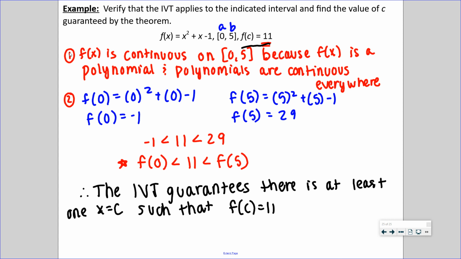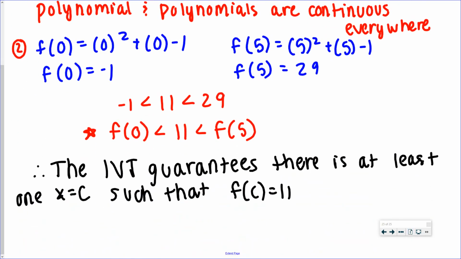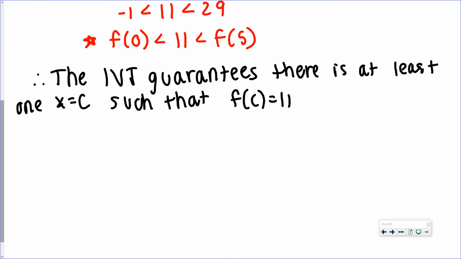Okay. Now this one did say, find the value of c that's guaranteed by this theorem. So when I plug c into my function, I get c squared plus c minus 1. So I need to find when my output is 11. And this one we can factor. We don't need to use our graphing calculator for this one.